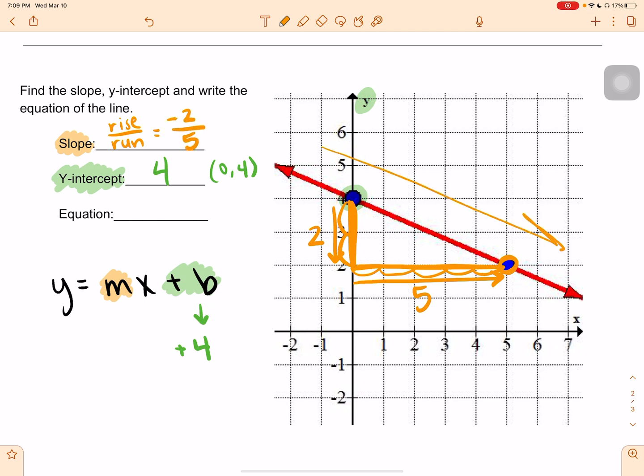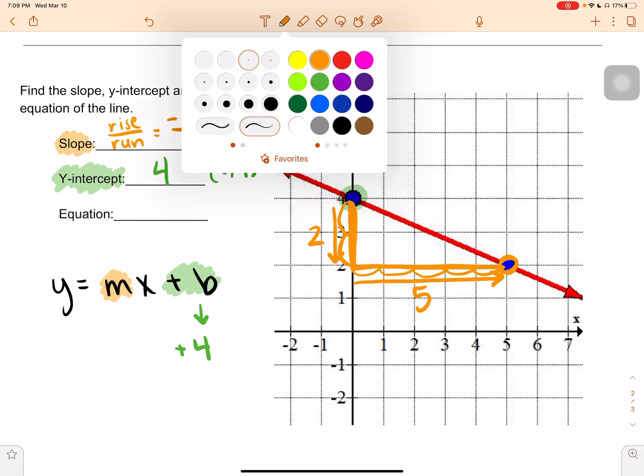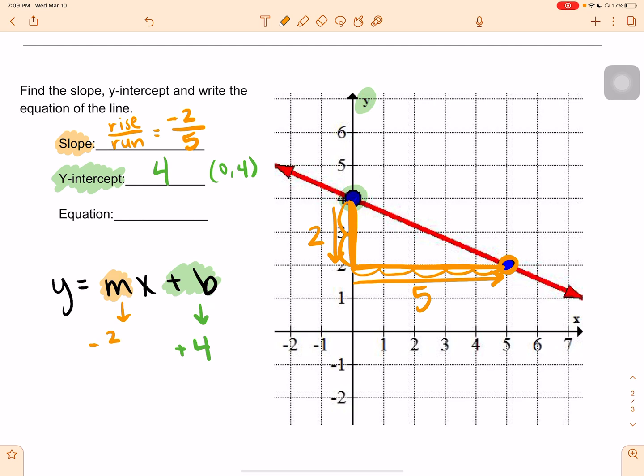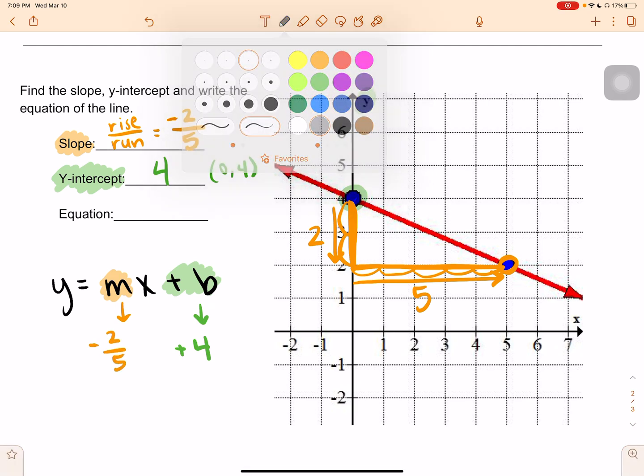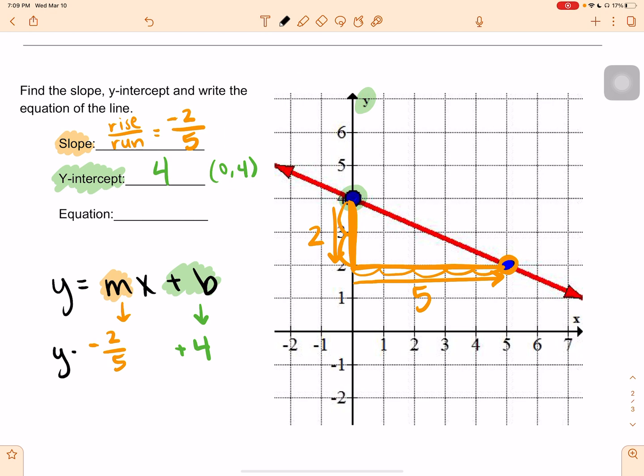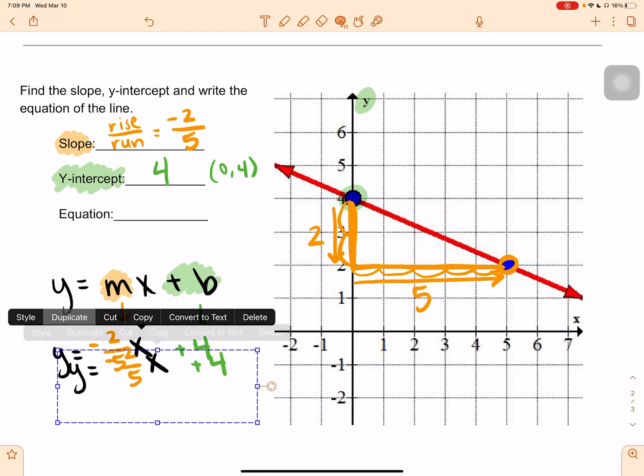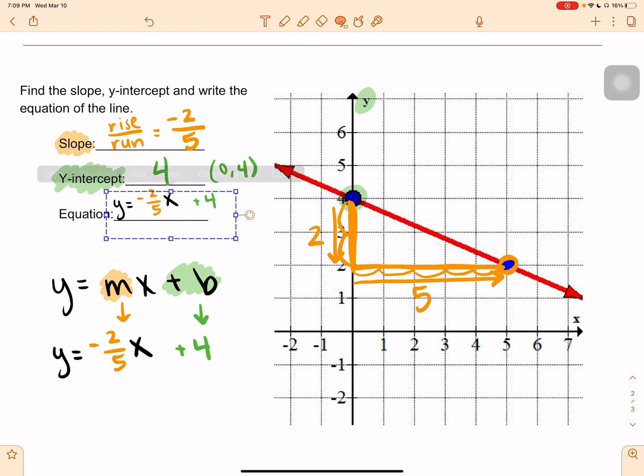And you can see our line is going down, so it makes sense that I have a negative there. Now this you could simplify, you would get -0.4. But you can also just leave it as a fraction, and that is totally fine. So here, my slope is -2/5. So my entire equation is y equals -2/5 x plus 4. Okay. So this is your final equation here, right? Y equals -2/5 x plus 4.